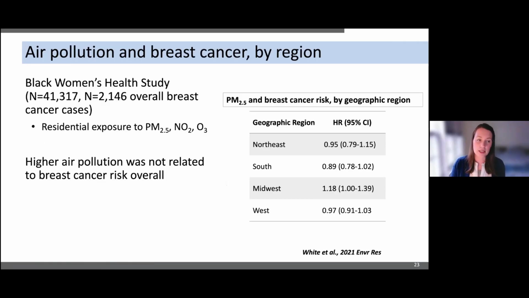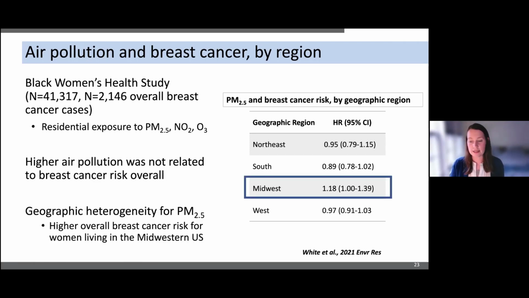And so in the Black Women's Health Study, we considered air pollution in relation to breast cancer risk among 41,000 participants, and they had about 2,000 breast cancer cases. And we did not see strong evidence that their baseline air pollution exposure was related to breast cancer risk. But again, when we stratified the association between PM2.5 and breast cancer risk by geographic region, because we do not have the same component data in this population, we saw, again, this significant heterogeneity for PM2.5. So among women in the Black Women's Health Study, we observed a higher overall breast cancer risk for PM2.5 among women living in the Midwestern US. And this association was even stronger when we considered ER-negative tumors.